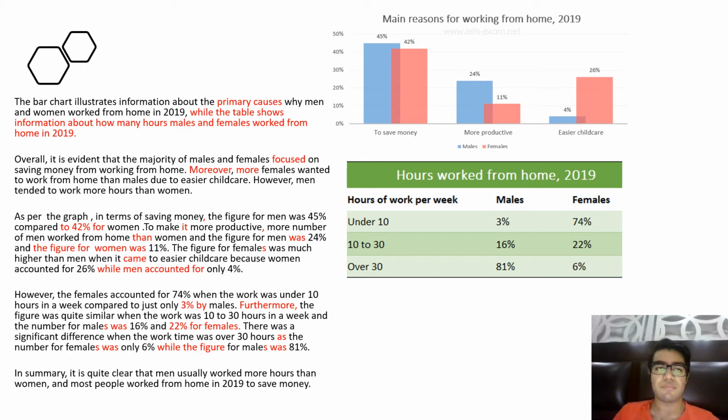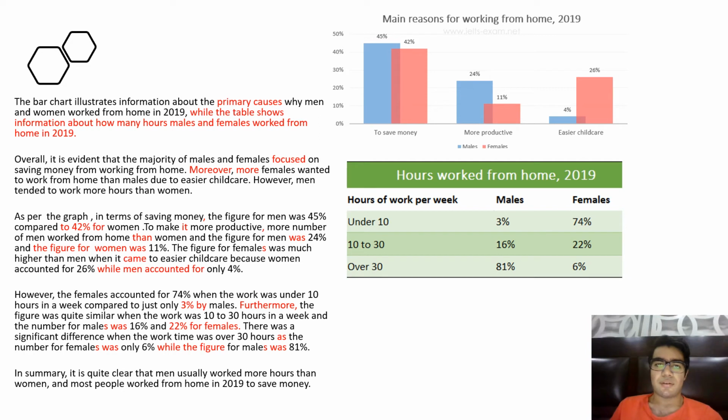While the table shows information about how many hours males and females work from home in 2019. I've used shows information about. I've used a different word because I've already used illustrates information. So I've used a different phrase over here, which is shows information. The things which I've highlighted in red are changes that I've made to Rahat's answer.